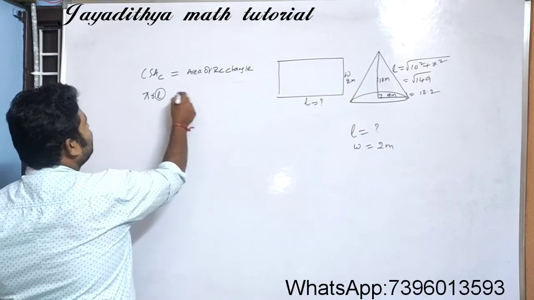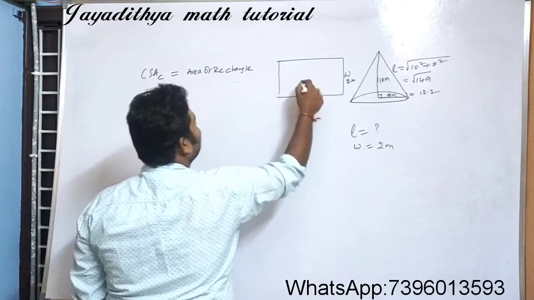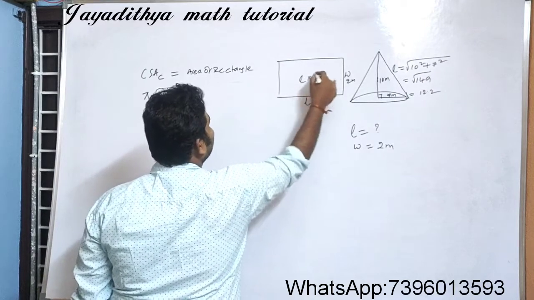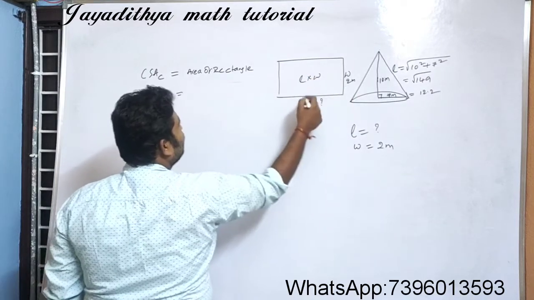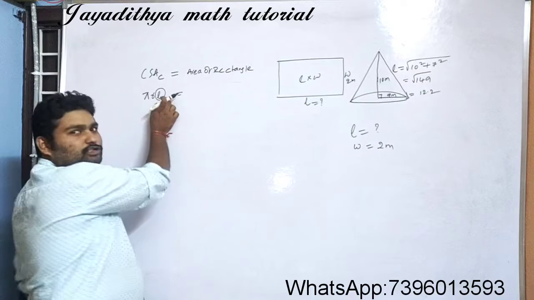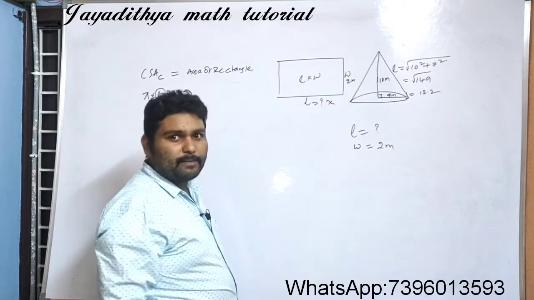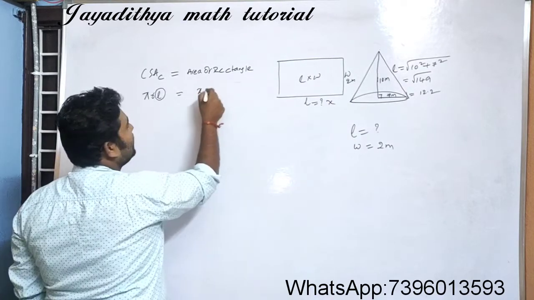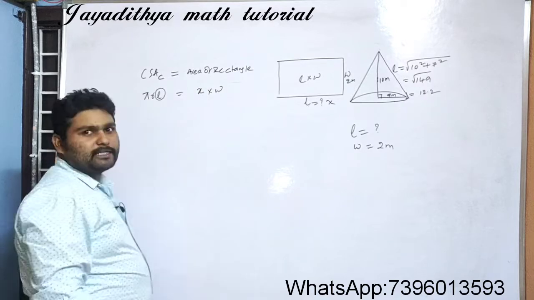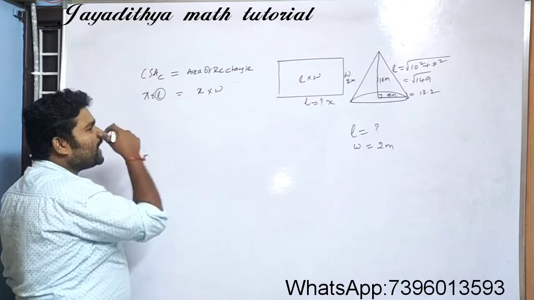Length here. So pi RL must be equal to the area of the rectangle. What is the area of a rectangle? Length into breadth. Here it is given as width. You need to find the length here, so I am taking the length as x. So this will be x into w.